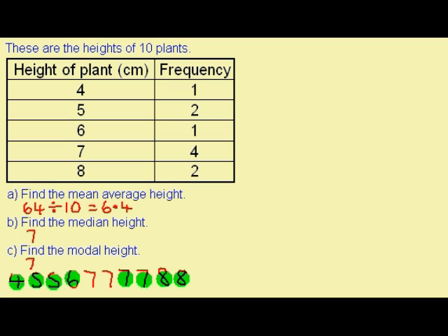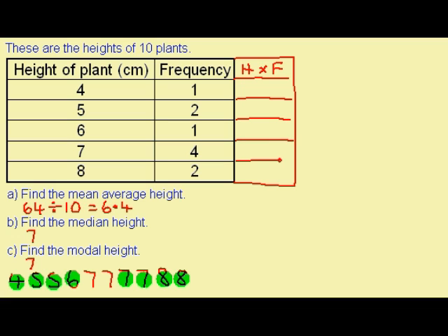Now for the quicker method. The first thing I need to do is put an extra column on my table. This column is going to be height times frequency. Four times 1 is 4, 5 2s are 10, 6 1s are 6, 7 4s are 28, and 8 2s are 16. If I add these numbers up, I get 64. If I add these numbers up, I get 10. Now to find the mean, I'm going to divide this number by this number, which again gives me 6.4.